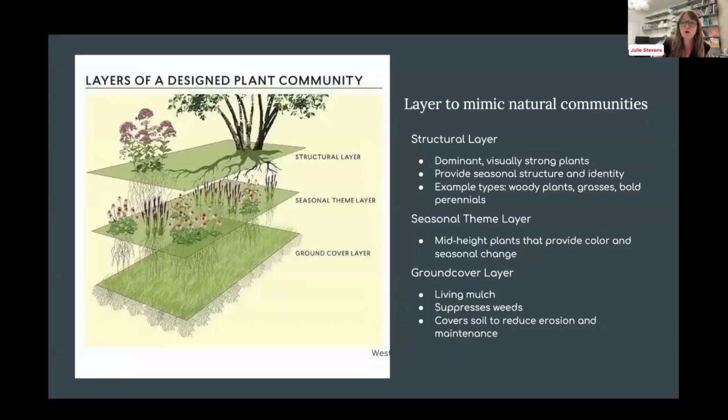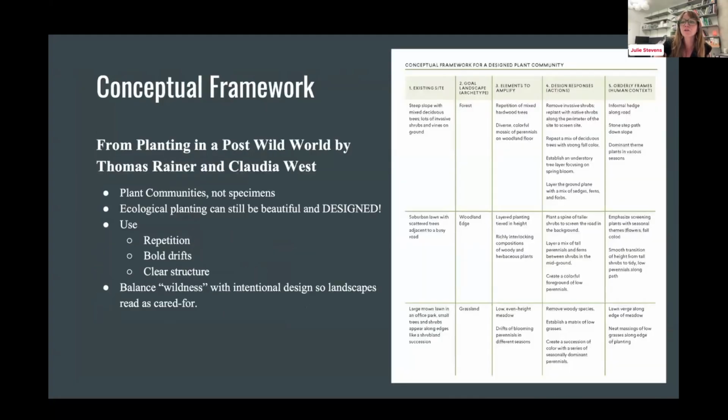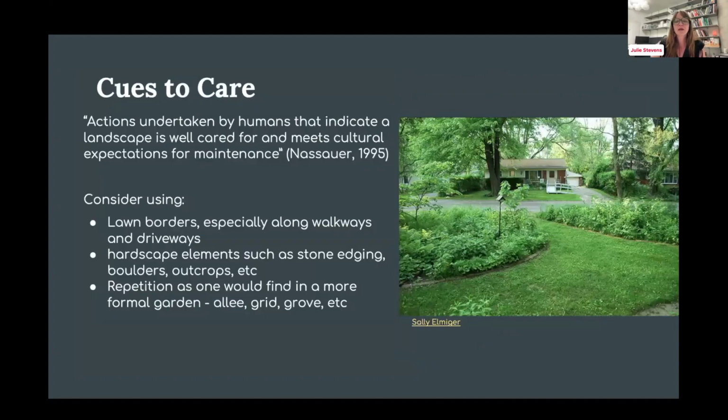So if we go back to this slide here, they're talking about it as orderly frames. And what we're talking about is also called cues to care, which is a theory that was developed by Joan Iverson Nassauer. She was actually a faculty member here for a little while, and essentially it just means that there are indications in the landscape that tell you that it's cared for, that it was designed, that it's intentional, and a lot of times that's just a lawn border. So you'll see lawn borders around prairie plantings.